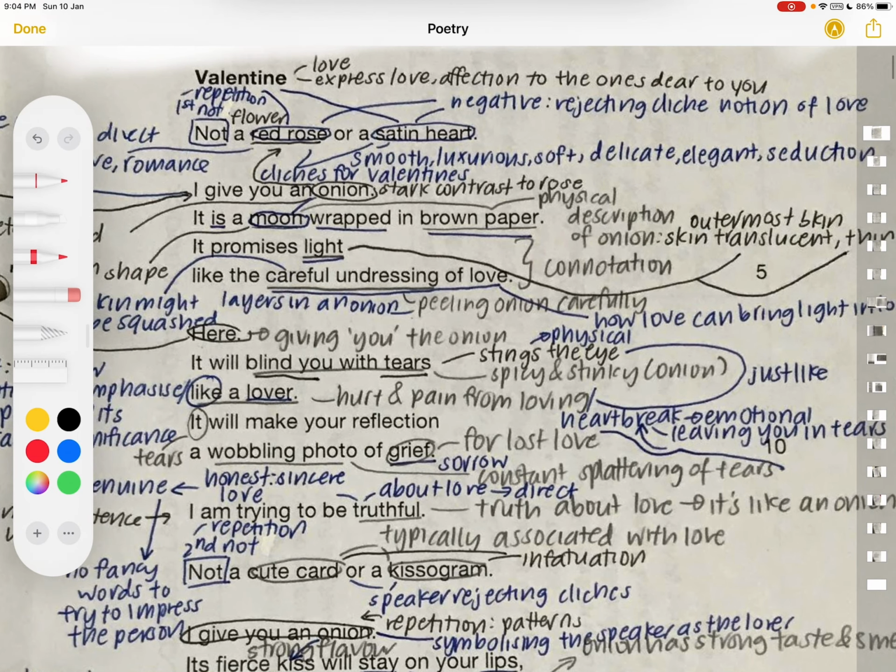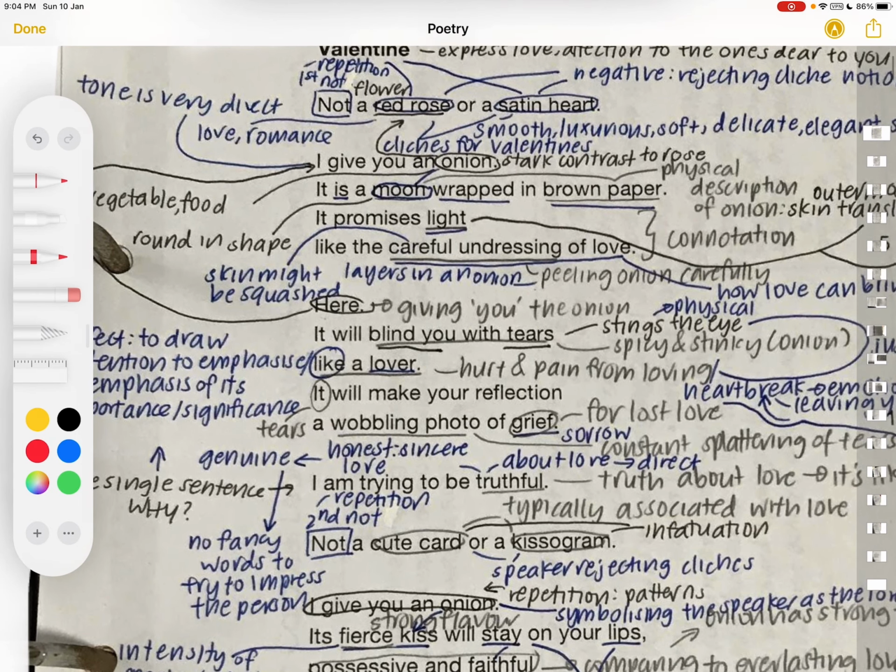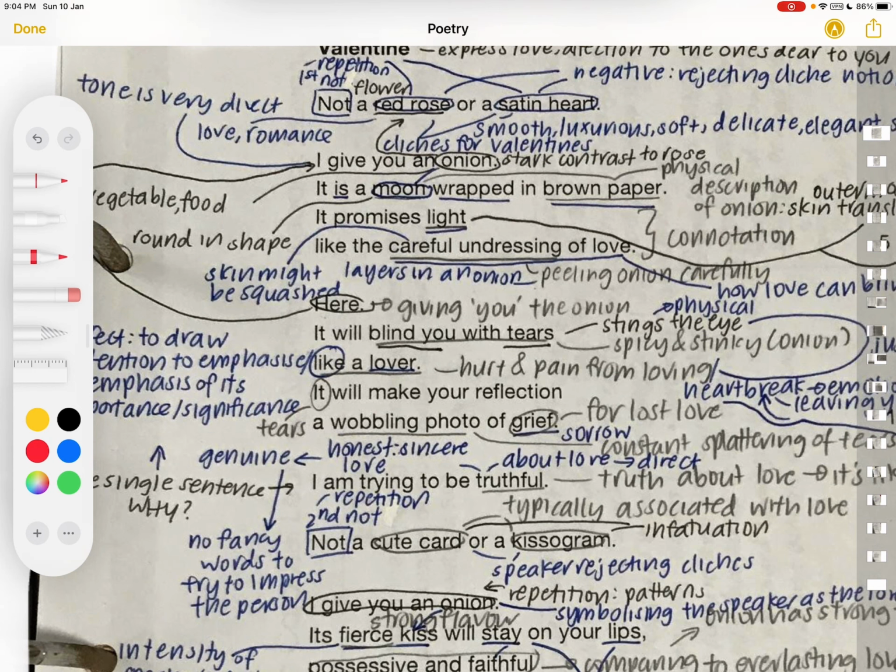Now we're moving on. "It promises light, like the careful undressing of love." So the diction, the word choice of "careful," shows that the onion skin might be squashed in the literal sense, and in the figurative sense that love in itself must be handled delicately.